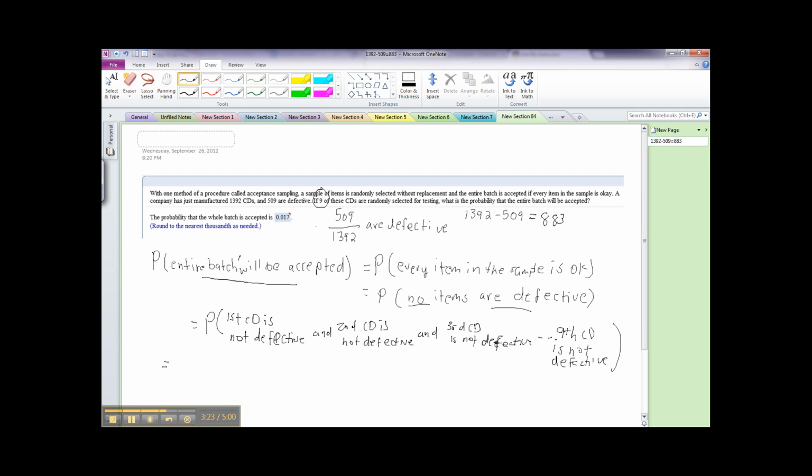Okay, so what do we have here? Well, because it is a very small sample from a large population, I'm going to treat these as independent even though it's without replacement, and I'm going to say that the probability that the first CD is not defective and the second CD is not defective and the third is not defective and so on is equal to the probability that the first is not defective times the probability that the second CD is not defective times the probability that the third CD is not defective, and so on all the way down to the probability that the 9th CD is not defective.